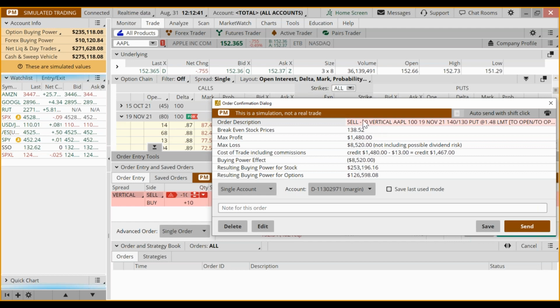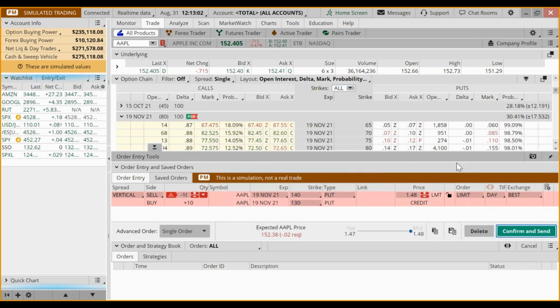I want to sell the quantity I want, a vertical for 19 November, the 140-130 put vertical spread. That is correct. Okay. Confirm and send it. I already got one on, so I'm not going to send another. Okay, and that's how we got into the Apple trade.